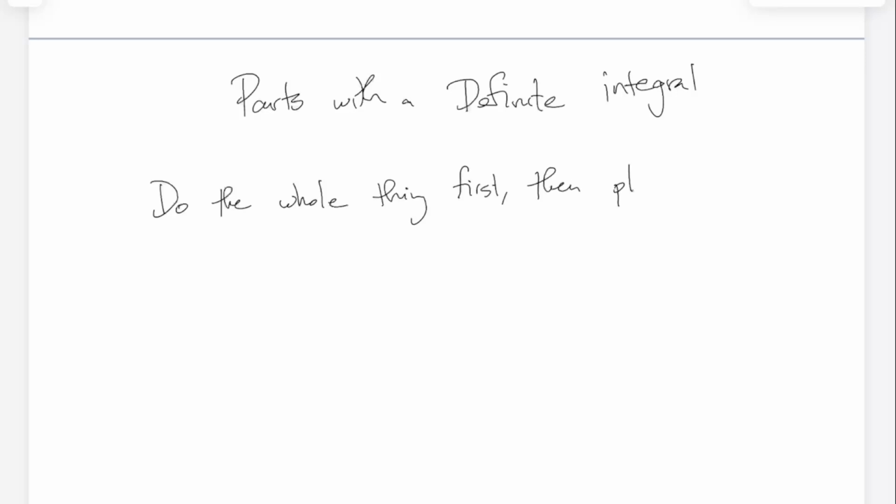Then plug in the values at the end. I will say, plug in the values everywhere at the end. And you'll see what I mean. There's no surprises, really, but I just wanted to talk at least once about how to do it when you do have the little numbers to plug in.